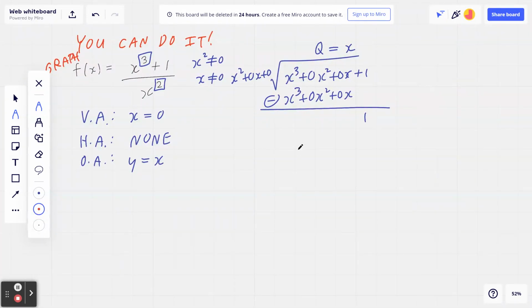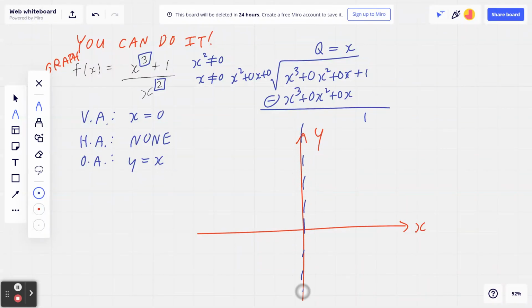So again, I go back and I can start graphing both asymptotes. Again, I can start with the vertical asymptote at x equal to 0. There's the oblique asymptote at y equal to x. And again, I can go back and find end behavior. I can find the behavior near the vertical asymptote.